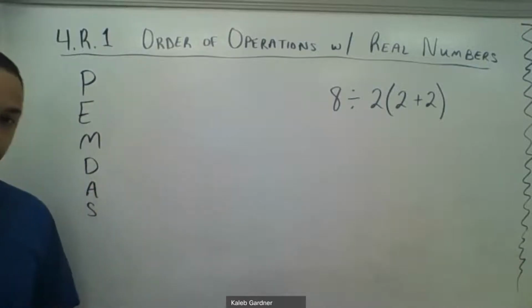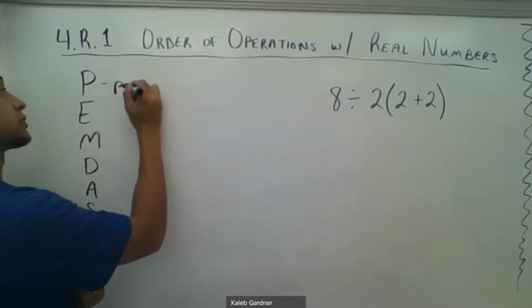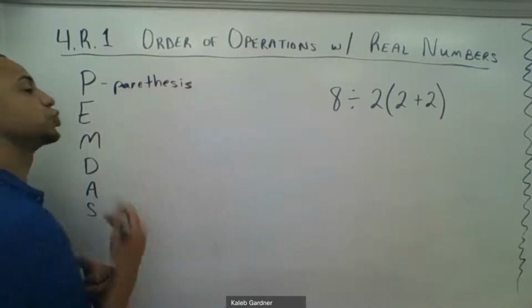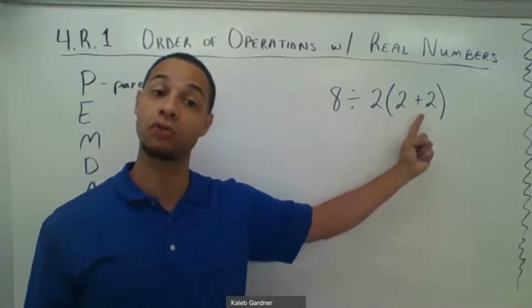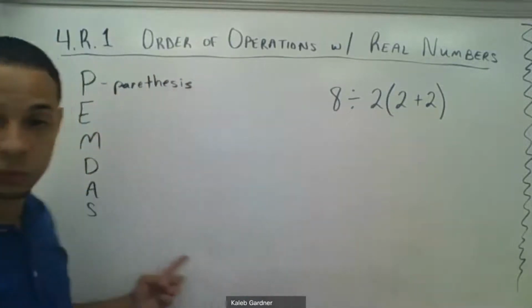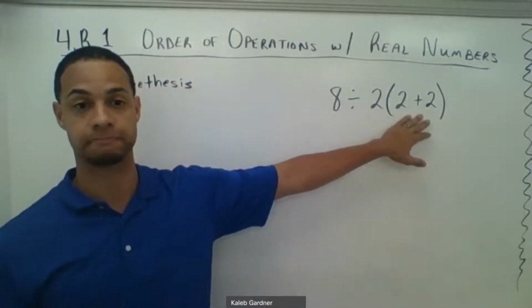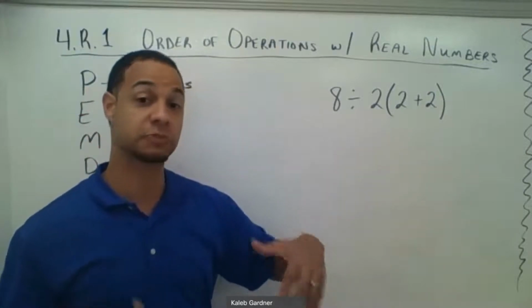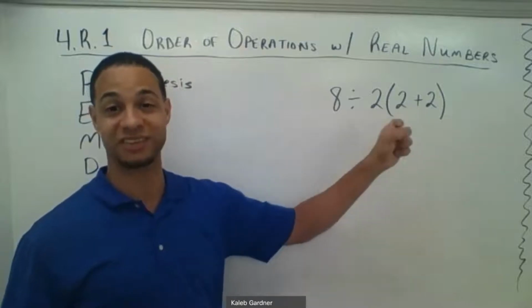The P in PEMDAS, or however you want to pronounce it, is for parentheses. We do what's in the parentheses first. Like over here, we would do 2 plus 2 first, although normally addition is toward the bottom. But we would do the addition first because it's in the parentheses. I'll make a statement further about that in a little while, but for now, know that there is addition in the parentheses, and we would do that first in this case.